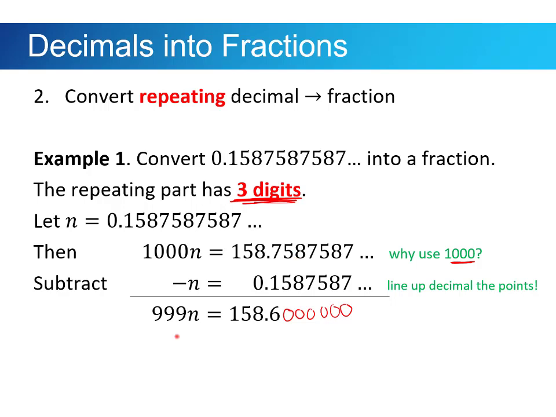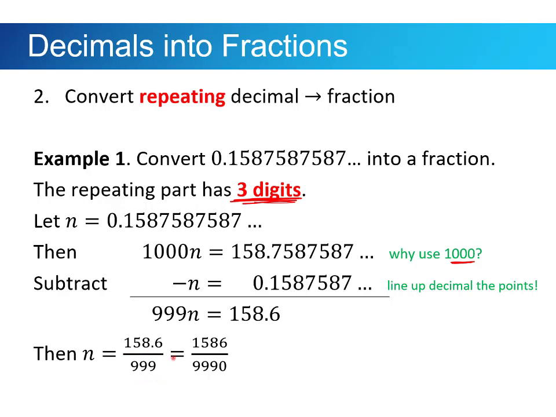Now that I know that 999n equals 158.6, now I need to solve for n. And I do that by dividing both sides by 999. And I find that n is 158.6 divided by 999.